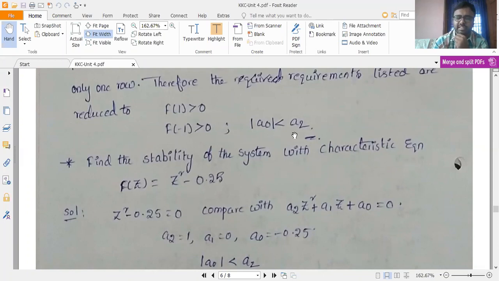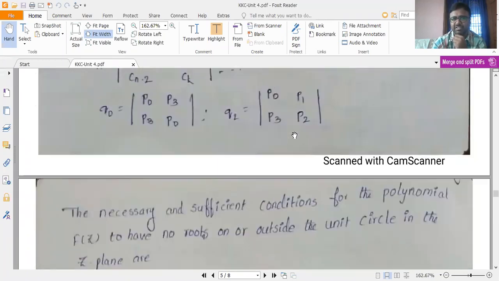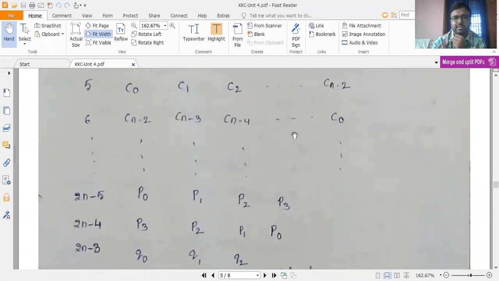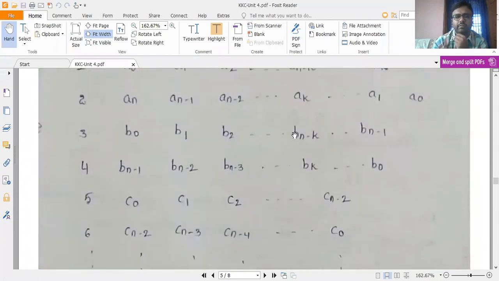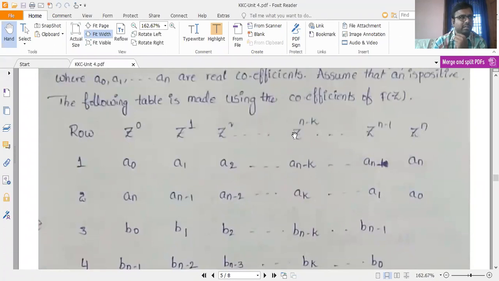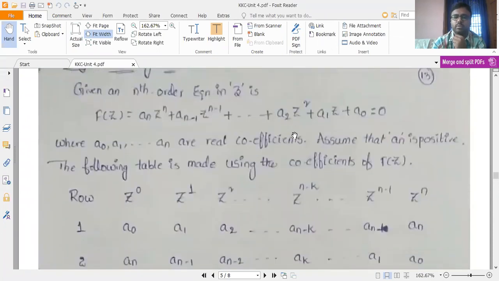Okay, so these are the necessary and sufficient conditions, and this is the way we are going to frame the table for the Jury stability test. Okay, once again I am going to explain this one. Let us consider an nth order equation in z as an z power n plus an minus 1 z power n minus 1 and so on up to a1 z plus a naught.